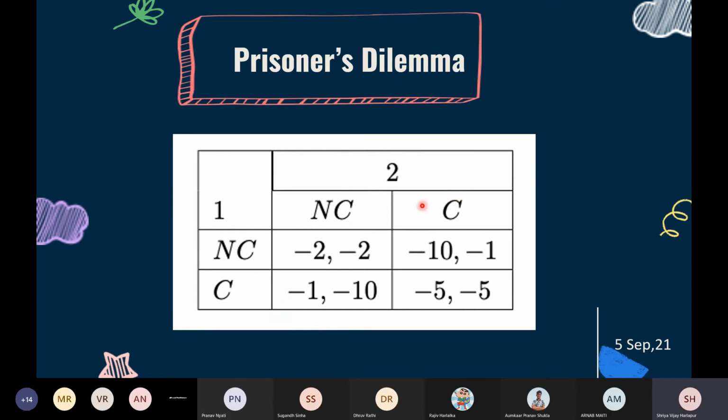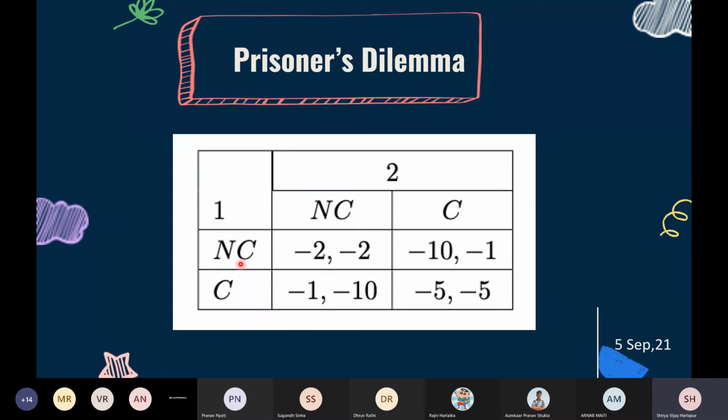Now, if we assume that player 2 confesses, again look at it. Player 1's utility is either -10 or -5. Obviously, he'll want to maximize this utility as well, which is why he'll choose to confess in this case as well. So as you can see, irrespective of the decision that player 2 makes, player 1 is always better off confessing than not confessing.